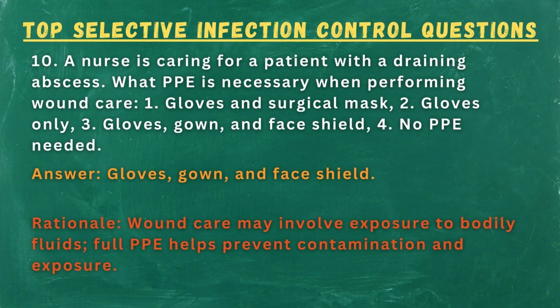10. A nurse is caring for a patient with a draining abscess. What PPE is necessary when performing wound care? 1. Gloves and surgical mask. 2. Gloves only. 3. Gloves, gown, and face shield. 4. No PPE needed. Answer: gloves, gown, and face shield. Rationale: wound care may involve exposure to bodily fluids. Full PPE helps prevent contamination and exposure.